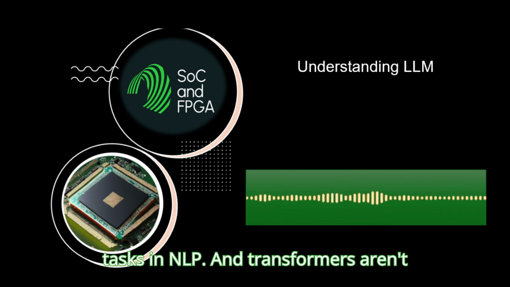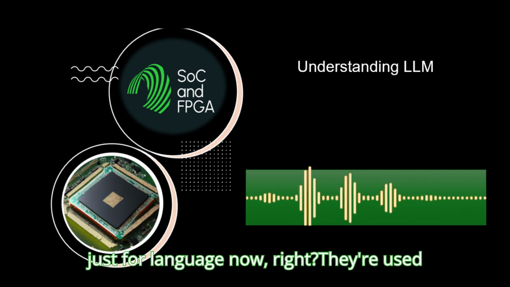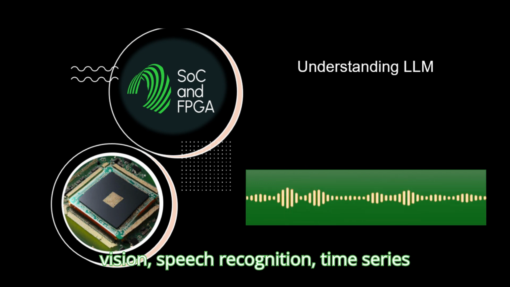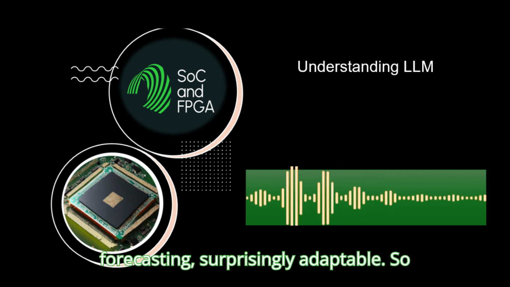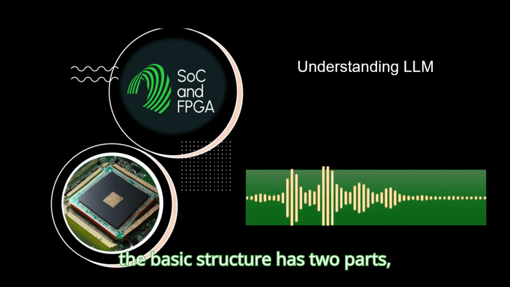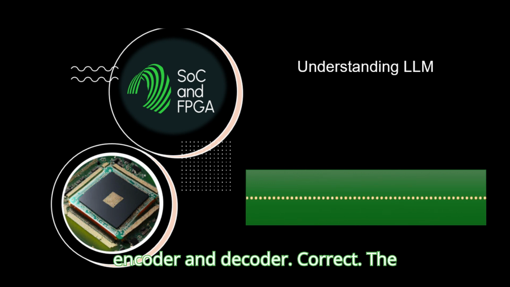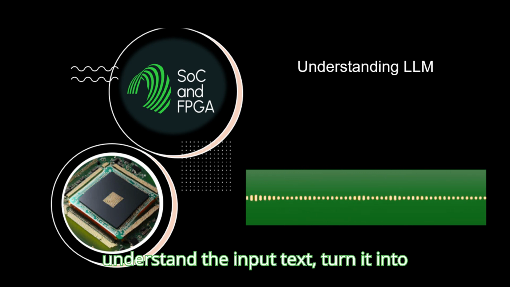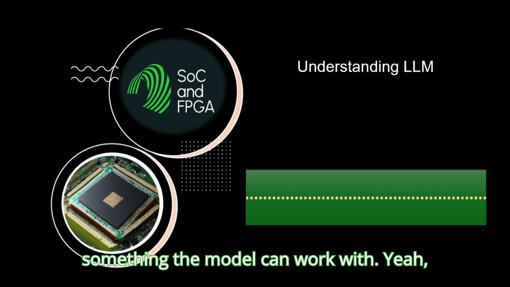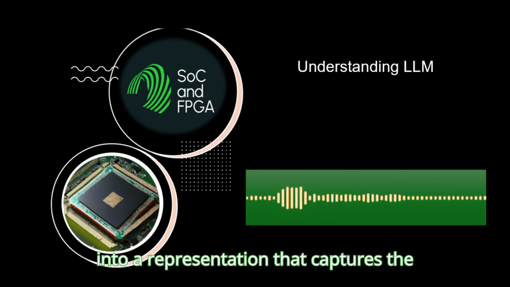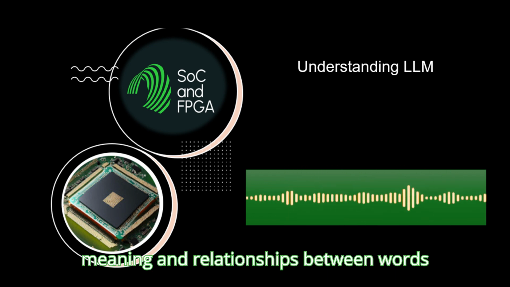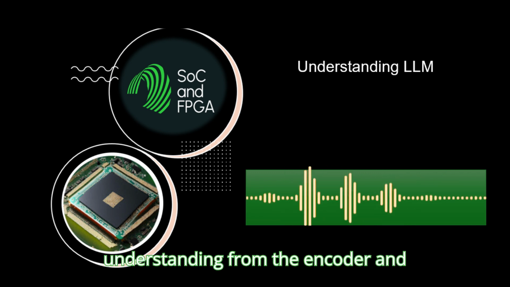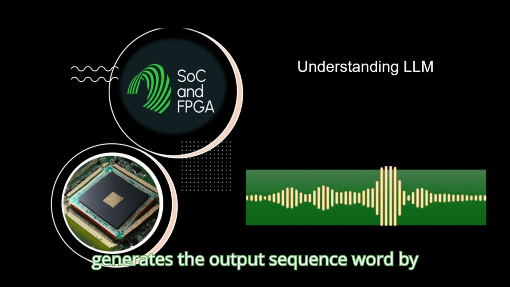And transformers aren't just for language now, right? They're used elsewhere. That's right. They've achieved state-of-the-art results in computer vision, speech recognition, time series forecasting. Surprisingly adaptable. So the basic structure has two parts, encoder and decoder. Correct. The encoder's job is essentially to read and understand the input text. Turn it into something the model can work with. Yeah, into a representation that captures the meaning and relationships between words. And the decoder? The decoder takes that understanding from the encoder and generates the output sequence, word by word.